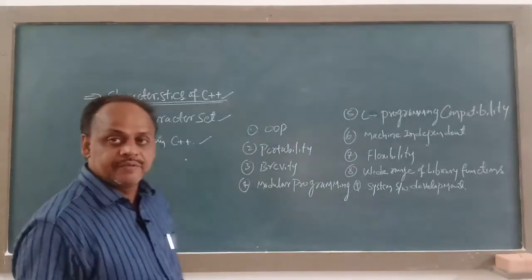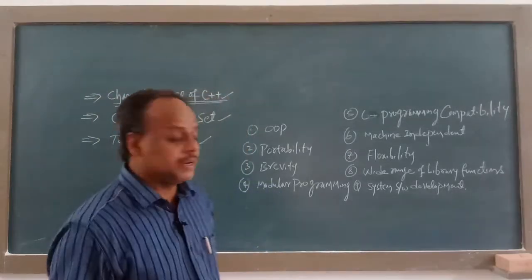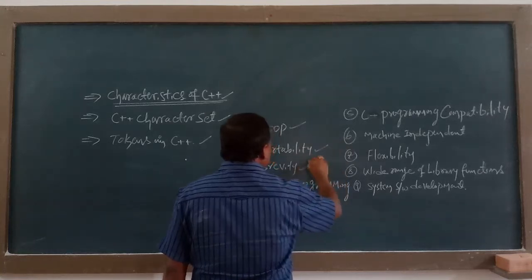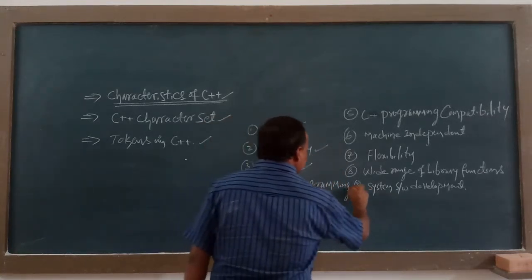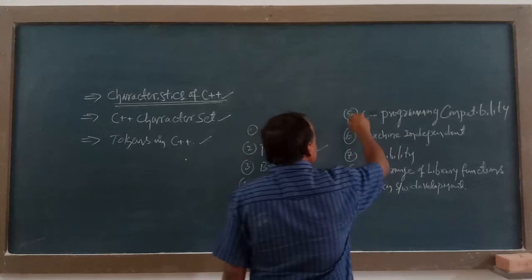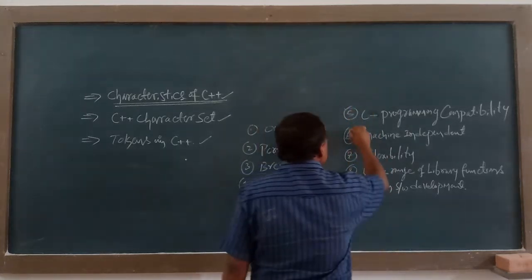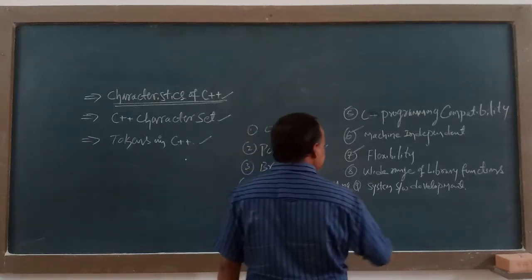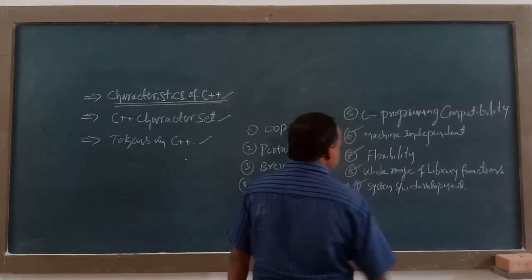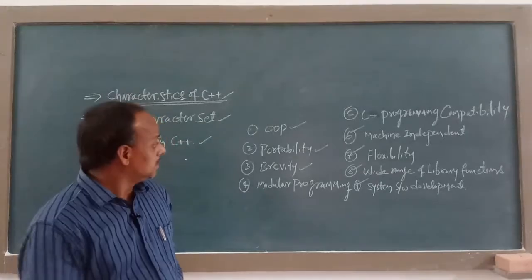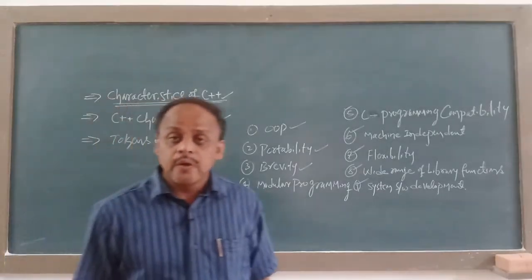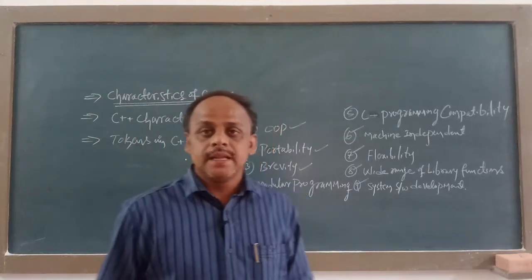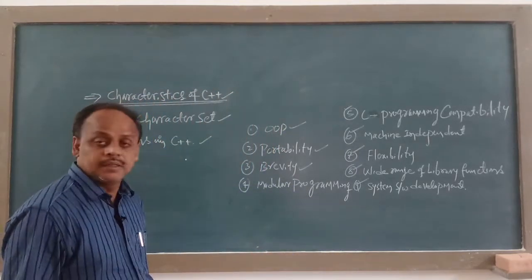What are the different characteristics of C++? OOP, portability, brevity, modular programming, C programming compatibility, machine independent, flexibility, wide range of library functions, and system software development. These points are going to represent the characteristics of C++. Let us see one by one.